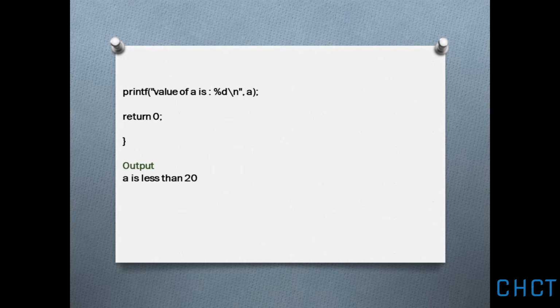The other line of printf will not be executed, as the previous condition was true, so the previous printf was printed and this printf will be skipped. I don't want to return anything to main, so I'm using return 0. The output of the program is "a is less than 20".